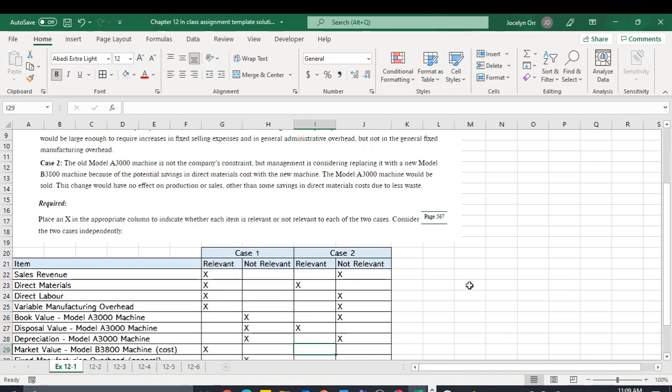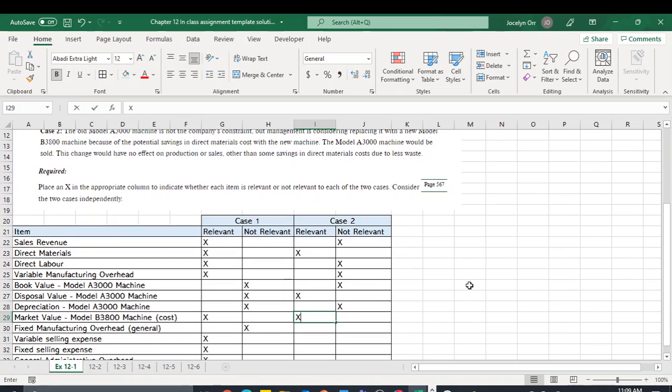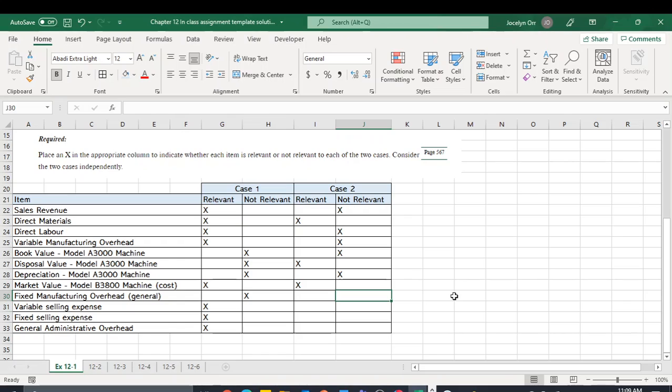The market value of the new machine is relevant, right? Because if we don't buy it, we don't incur that cost. The fixed manufacturing overhead, it doesn't say anything about that changing, so it's not relevant. Same with our variable selling expense. Our production and sales are remaining the same. Our fixed selling and our general and administrative are all not relevant because they are not changing between the two scenarios.